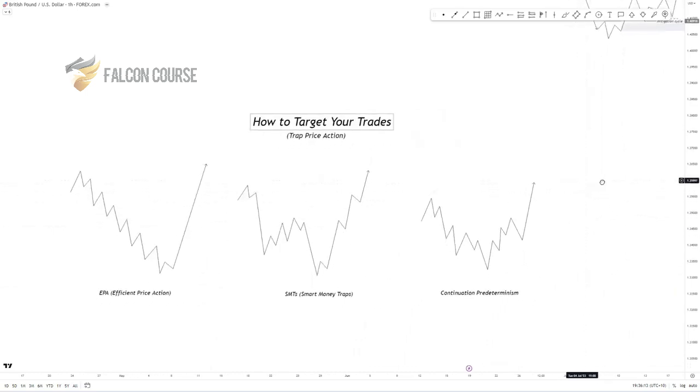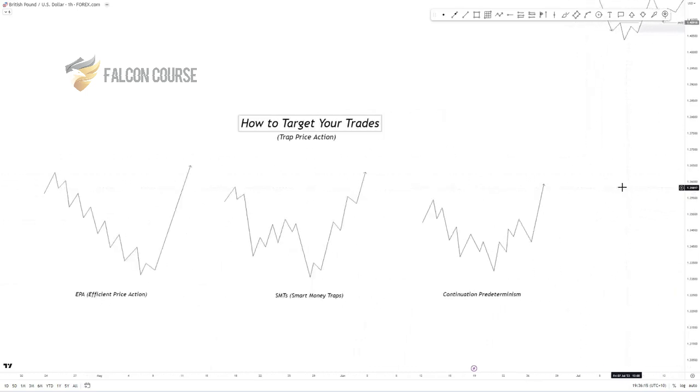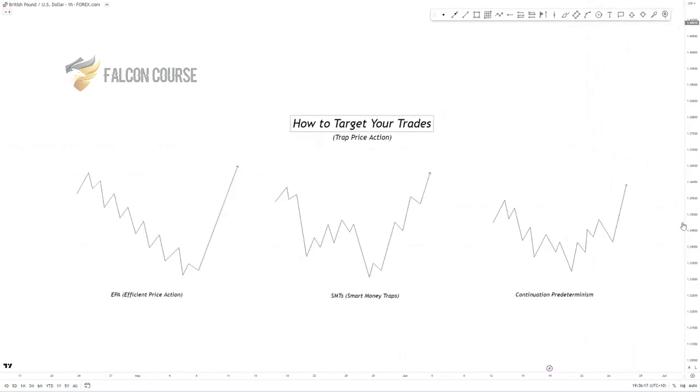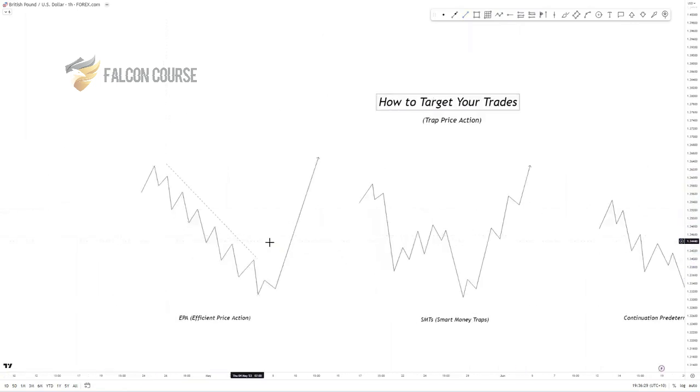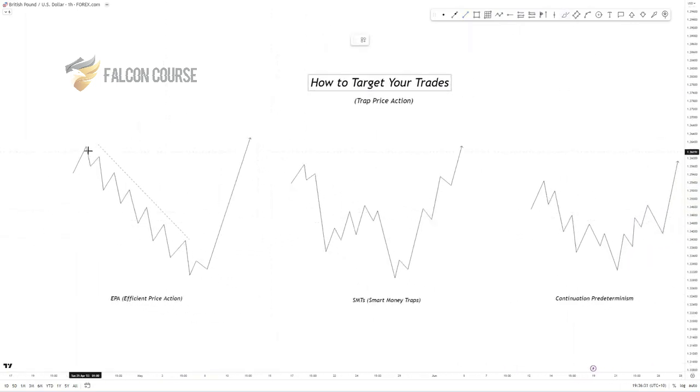There are three methods that are highly effective for doing that: EPA, smart money traps, and continuation predeterminism. With an EPA, just like we said, what we're doing here is grabbing the orders from each supply and moving them down. Every time we move down these orders, we're mitigating that money down.